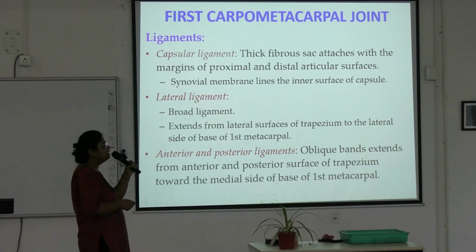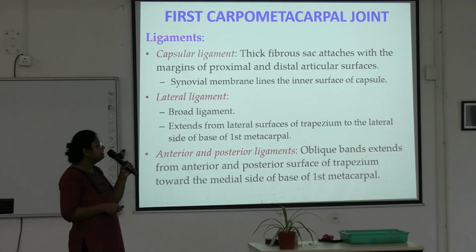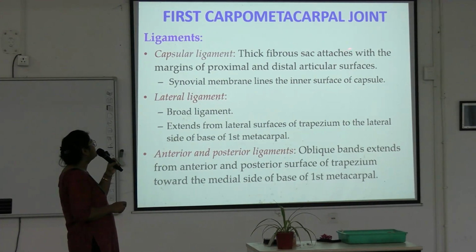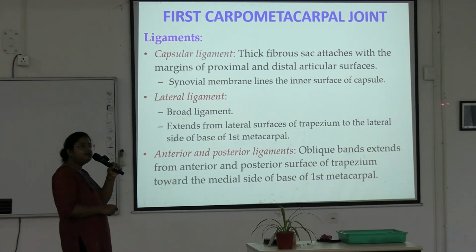So what are the ligaments of this joint? Every joint has ligaments. So first is the capsular ligament. It is a thick fibrous sac that attaches to the margins of the proximal and distal articular surfaces, and the synovial membrane lines the inner surface of the capsule.